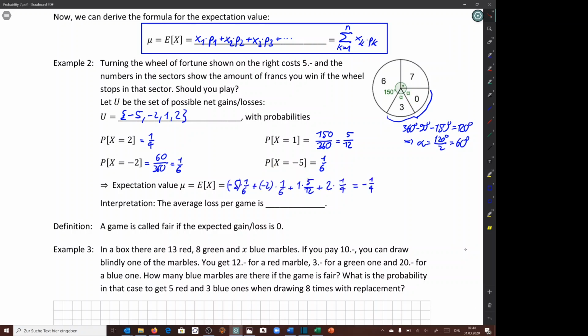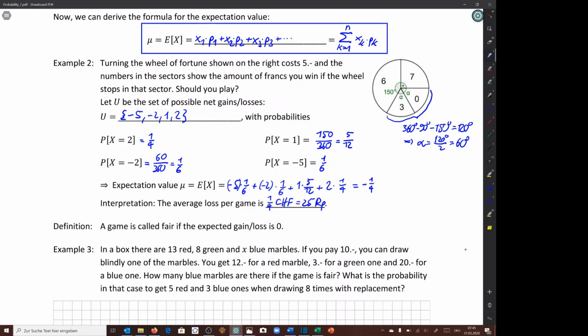The expectation value is now the probability of each outcome multiplied with the outcome, so -5 times 1/6, -2 times 1/6 again, then the 1 times 5/12, and the 2 times 1/4. And then summing up all of these products, we get in the end -1/4. What is the interpretation hereof? Well, the average loss per game is 1/4 franc or 25 rappen.